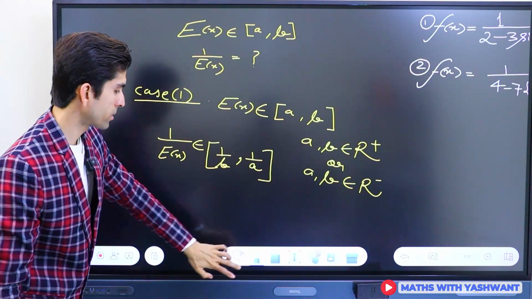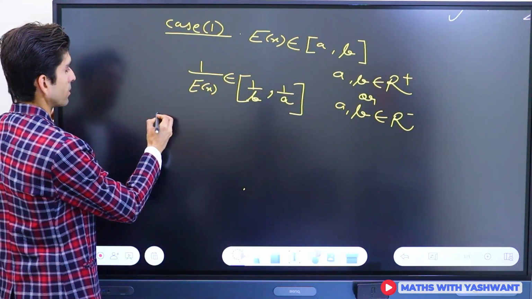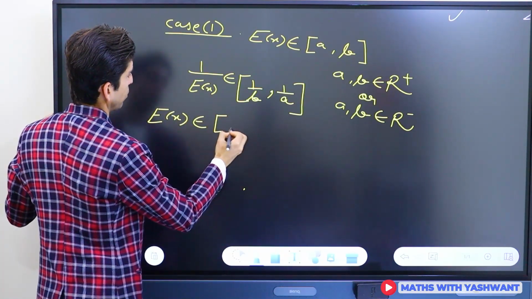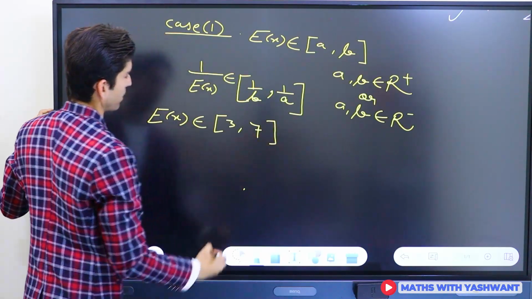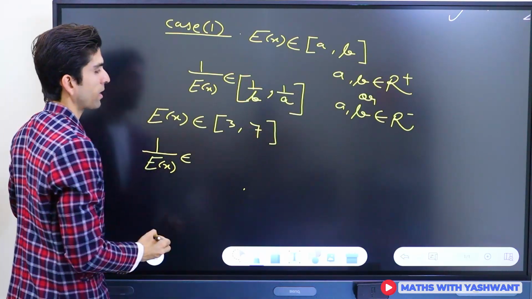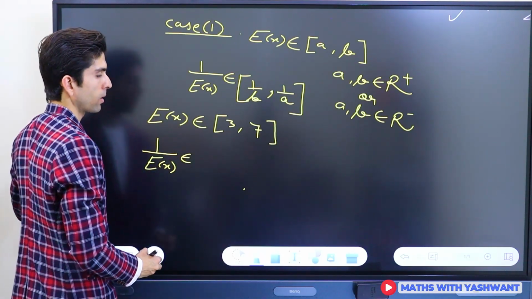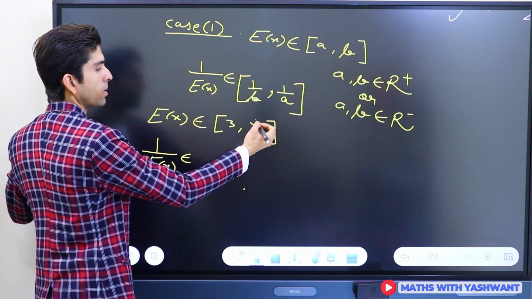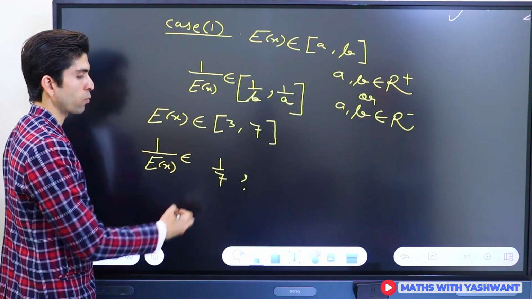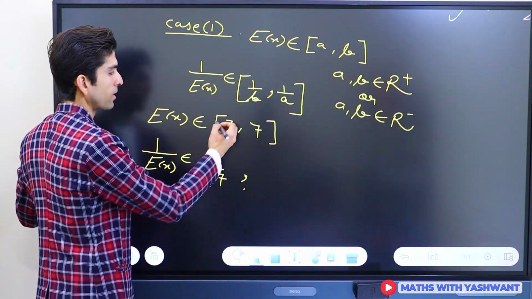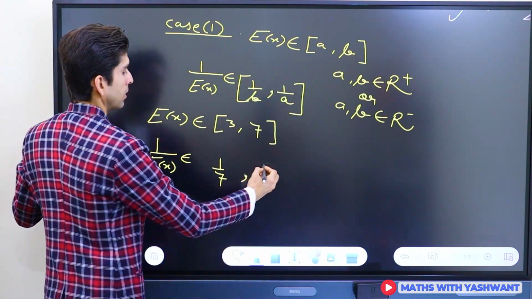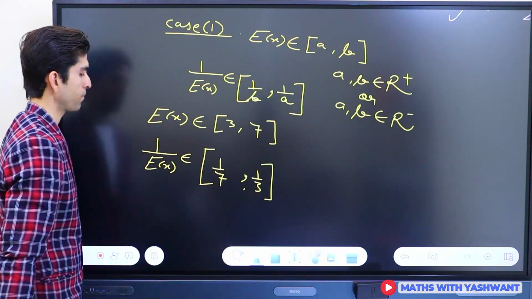For instance, let's suppose e of x is given as closed 3 to closed 7, and we have to find the range of 1 by e of x. So we simply do the reciprocal of the left hand and the right hand boundary point. So when we do the reciprocal of the right hand boundary point 7, it will be 1 by 7 and we reverse the order, so we write 1 by 7 on the left, and we do the reciprocal of the left hand boundary point. It will be 1 by 3 after reversing the order. So this is the range of 1 by e of x.